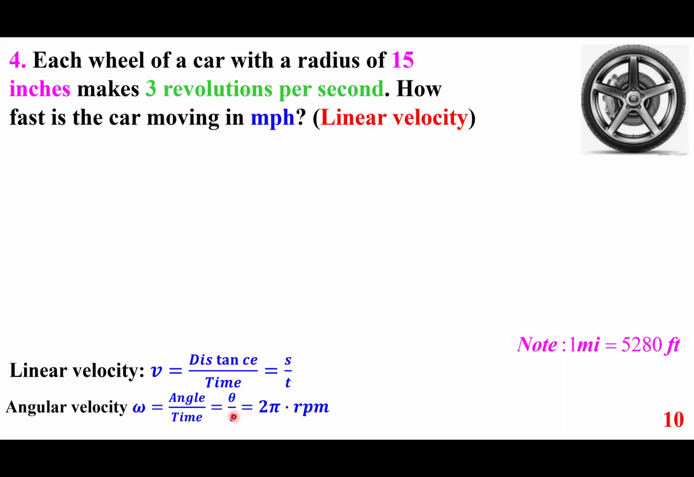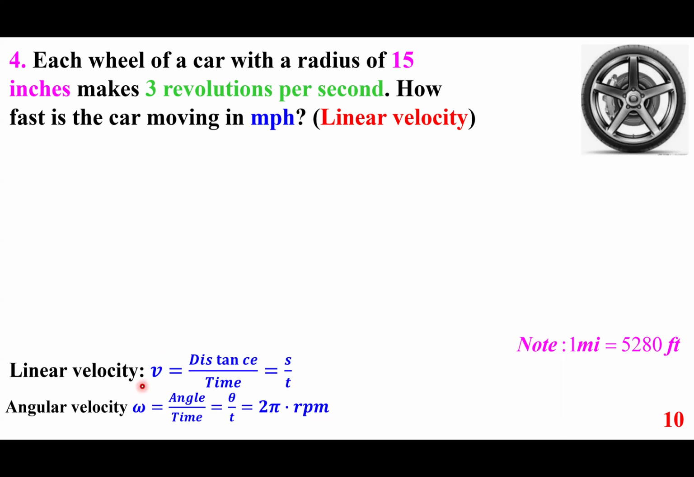Now, if it's given in RPM or RPS, remember, a complete revolution is how many radians? 2 pi radians. So then you have to multiply it by 2 pi. This may be in RPM or RPS, or even revolutions per hour. Revolutions per unit of time. M means minutes. So if it's given in that format, because each revolution is 2 pi, you have to multiply it by 2 pi. So having said that, what is the relationship between these two?